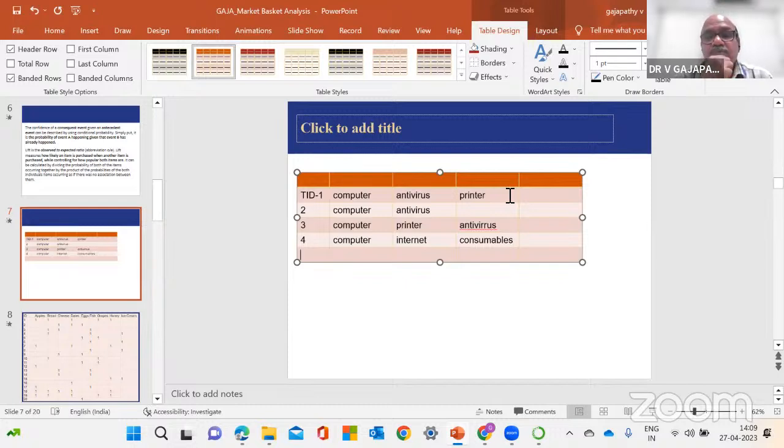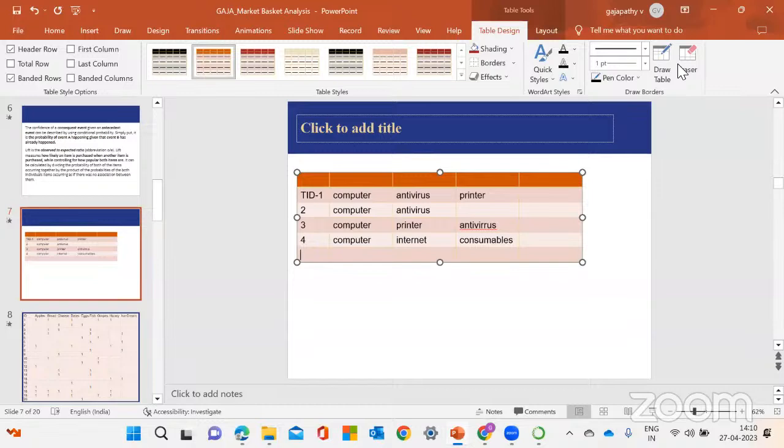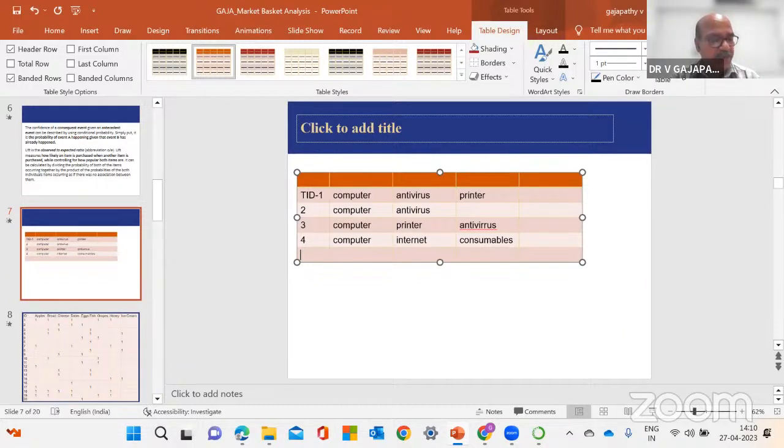If it is so, what benefits in marketing we can get? Anybody, please? If I know that the consumers are buying computer, then they will be buying antivirus, and then they will be buying printer. What benefit can I get? Yes. You can bundle these 3 products and then give them a discount or whatever sales promotion. Okay, it is a bundle. Okay, this is a very good idea.